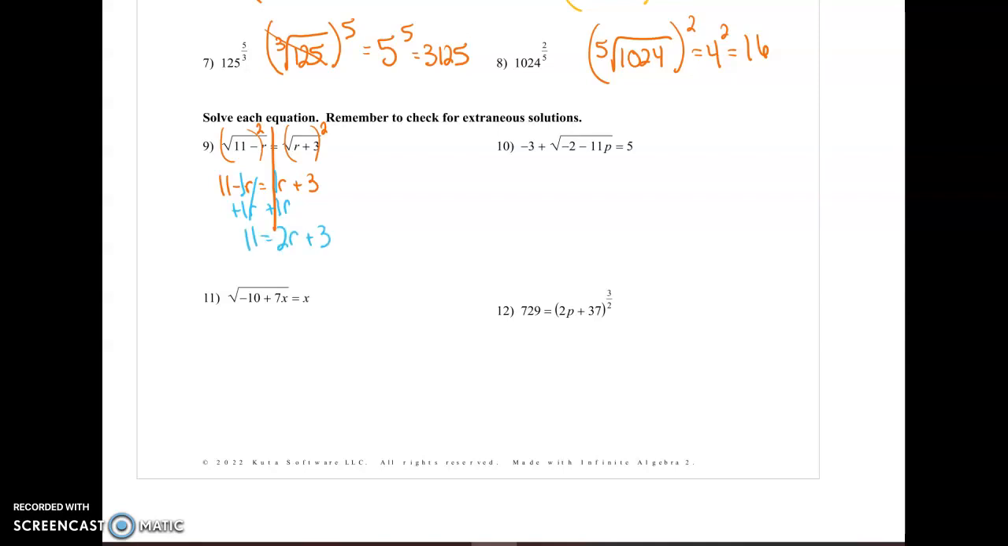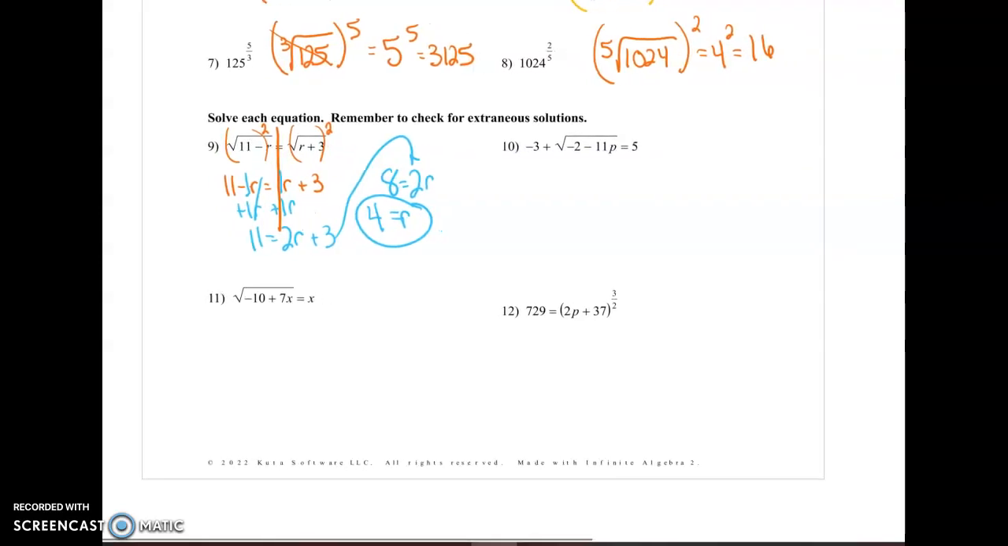And now to get r alone, I'm going to subtract the 3, which gives me 8. And then when I'm done with that, divide by 2, and I get my r to be 4. So let's double check that this is not an extraneous solution. So I'm going to move this over just a little bit.